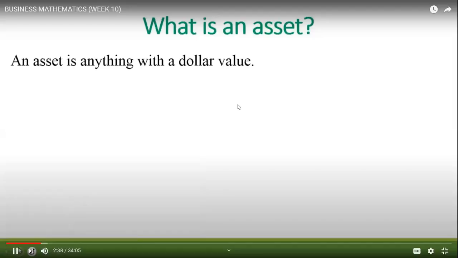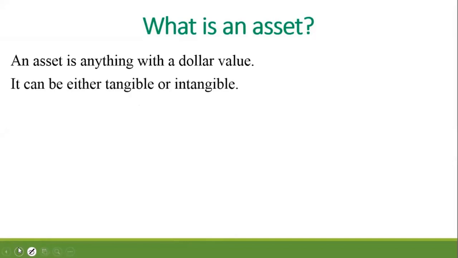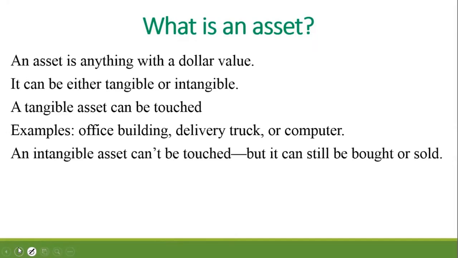We also talk about assets, and we said that an asset is anything with a dollar value or money value. It can be either tangible or intangible. So ano ba yung mga asset natin na tangible? Ito yung mga pwede nating i-touch. Halimbawa, office building, asset mo yan, delivery truck, computers, what else? Yung mga ibang asset na pwedeng i-touch. Cellphones, laptops, cars, and everything that can be touched. So we call them tangible assets. And for intangible, these are assets that can't be touched.